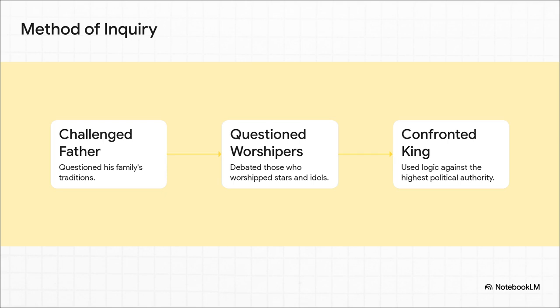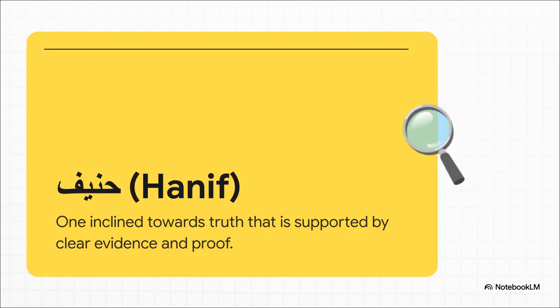He questioned the people worshipping stars. He went and debated the idol makers. He even stood up to a king, the most powerful man around, and confronted him with pure logic. His whole life was one big process of demanding proof. And there's actually a special word for this methodology, Hanif.